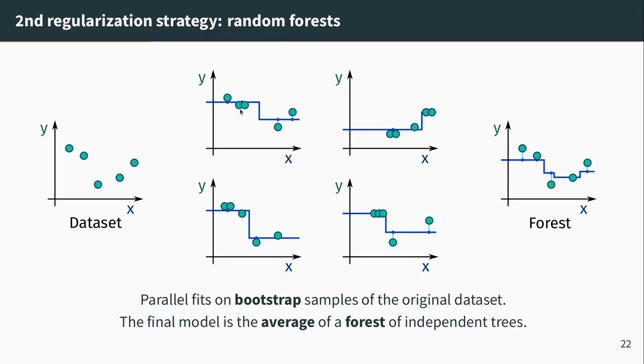So here, basically, this point was picked once, this point was picked twice, this point wasn't picked, this point was picked once, this point was picked once. And on this subset, you learn this decision tree of depth two. Then you repeat the experiment on another bootstrap sample, another bootstrap sample. And what you get is a collection of shallow trees that capture different aspects of your data.